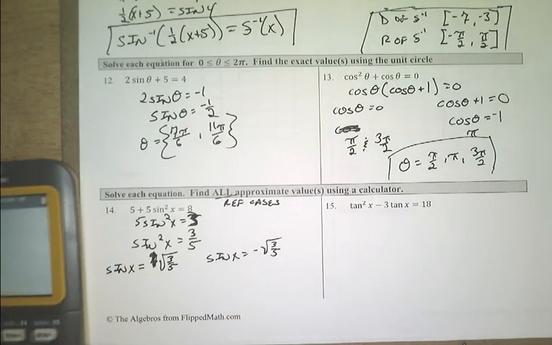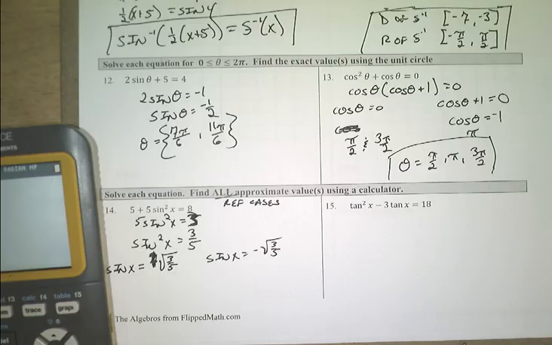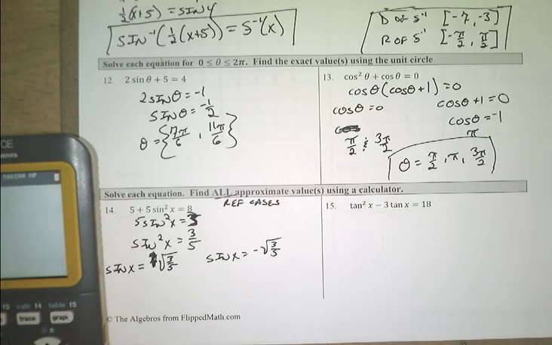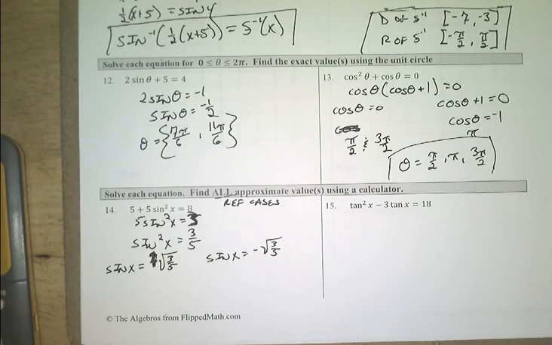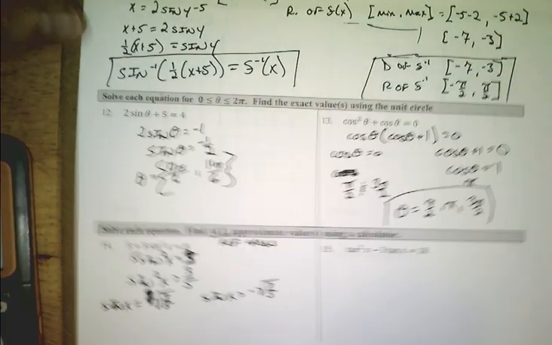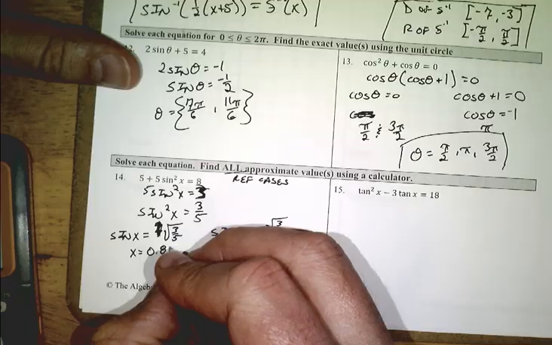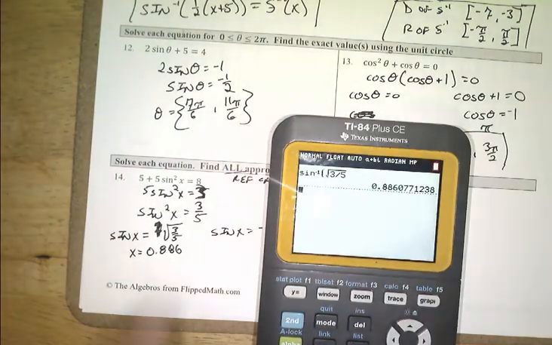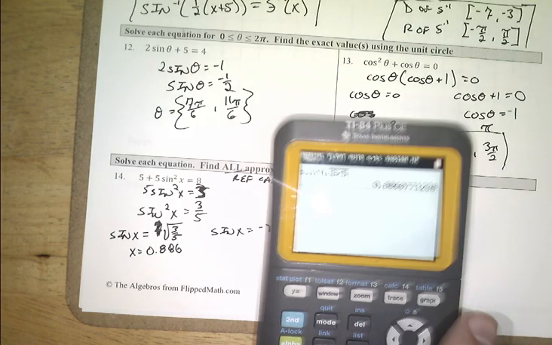So we want to type in second inverse sine of the square root of 3 over 5. So we get 0.886. So x equals 0.886. But this isn't the only solution where this is true. This happens twice, so we need the horizontal reflection.